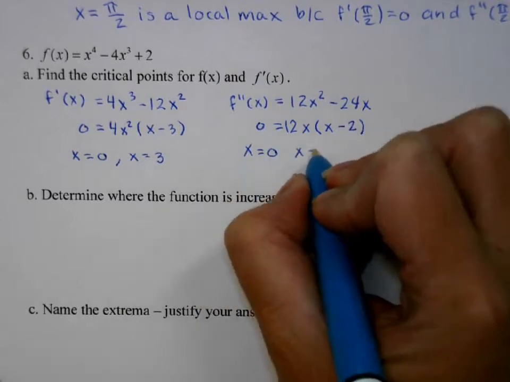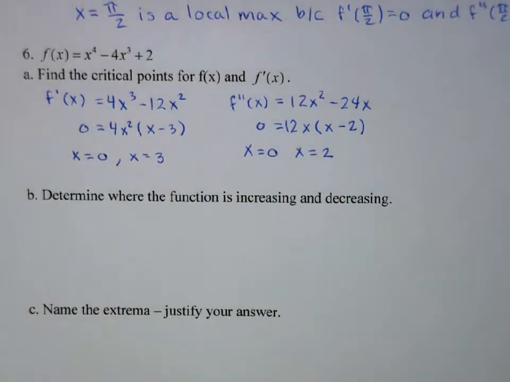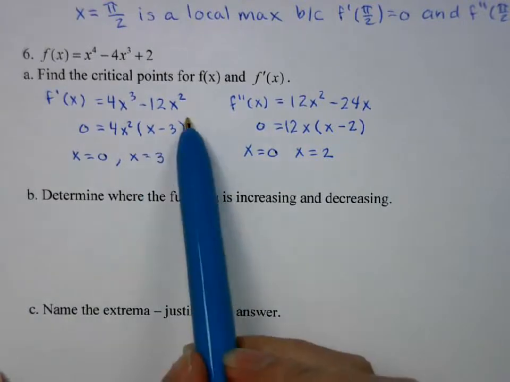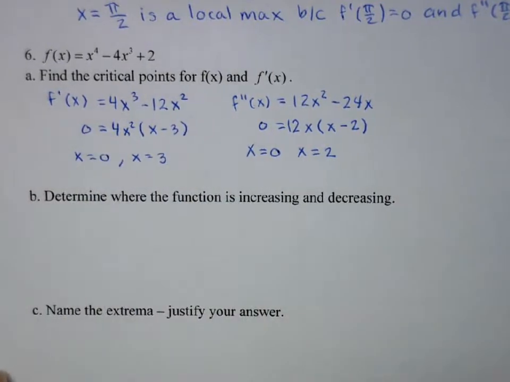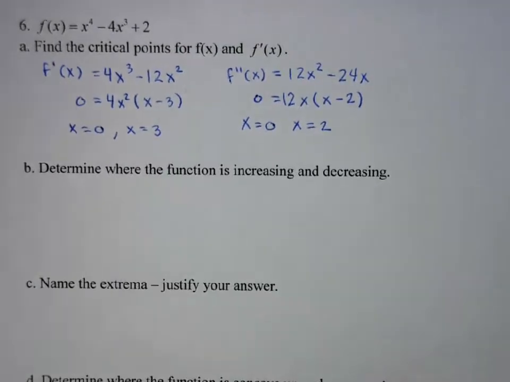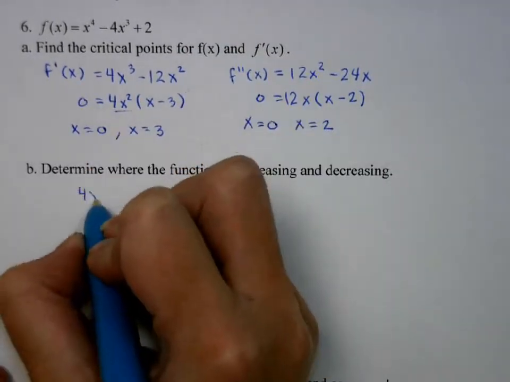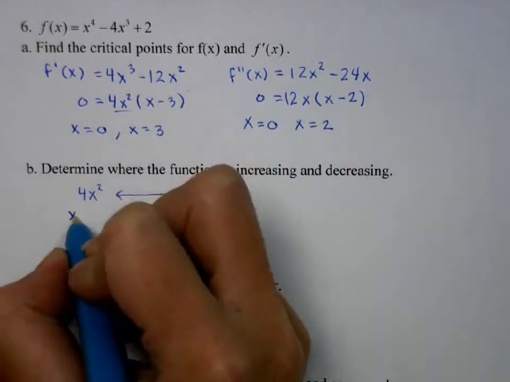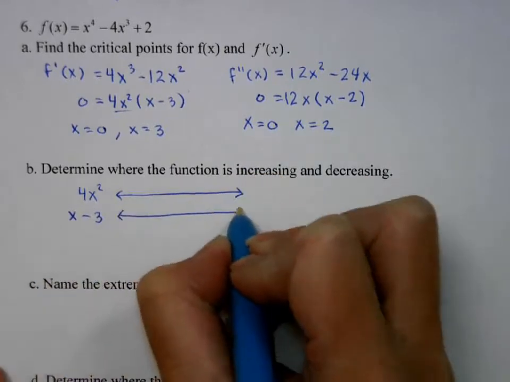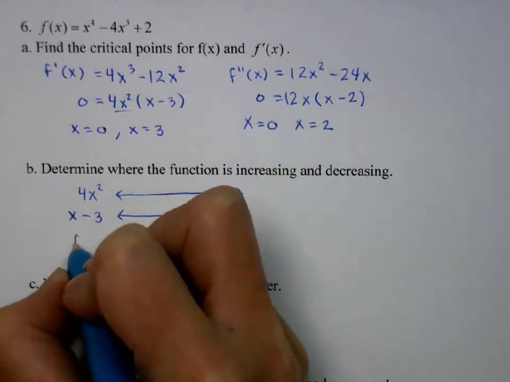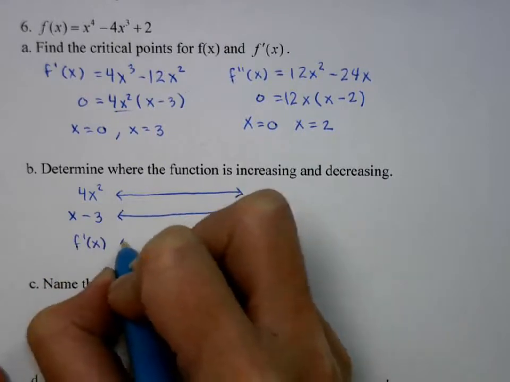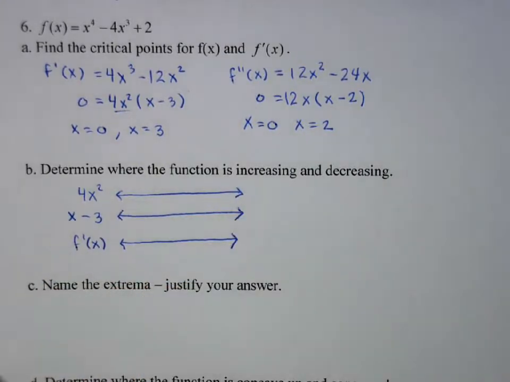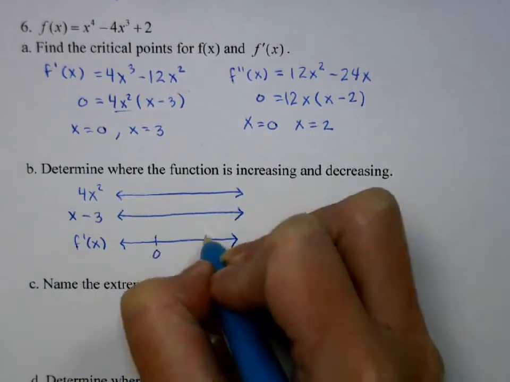Next, we want to determine where the function is increasing and decreasing. So we're going to look at the first derivative, and I'm going to break it down. I'm going to use number lines to figure out this information. So I'm going to do a number line for 4x squared, a number line for x minus 3, and a number line for f prime. Okay, so the critical points are 0 and 3. This one's critical point is 3. This one's critical point is 0.